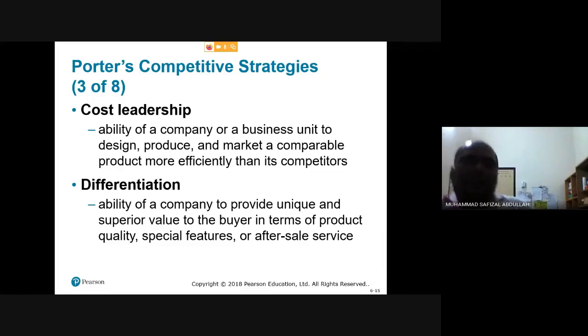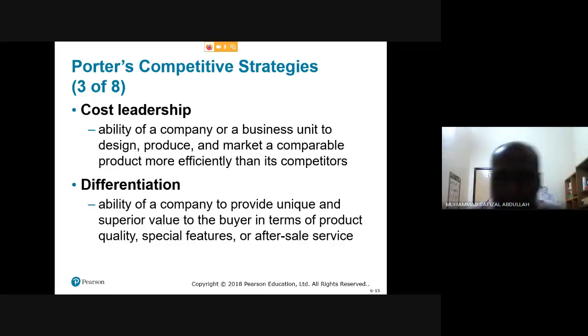differentiation. Based on differentiation. What does differentiation mean? Differentiation means, as the name suggests, the ability of a firm to provide unique, this is the keyword, to provide unique and superior value to the buyer in terms of product quality, special features, and after sales service. All right. Product differentiation is another form to compete or to beat your competitor.